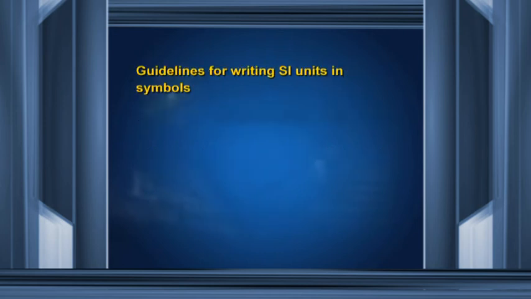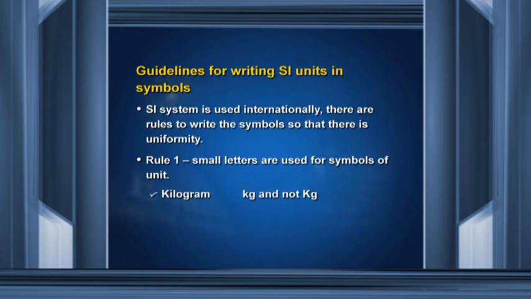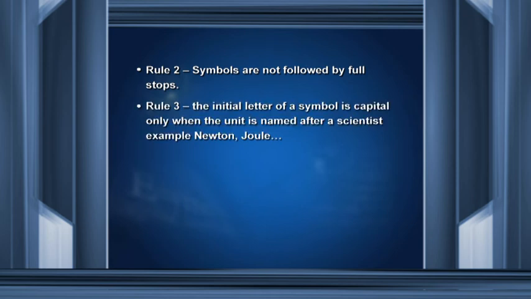Guidelines for writing SI units in symbols. The SI system is used internationally. There are rules to write the symbols so that there is uniformity. Rule number 1. Small letters are used for symbols of units, like kilogram, kg and not kg with a capital K, meter as small m and not capital M. Rule number 2. Symbols are not allowed to be followed by full stops. Rule number 3. The initial letter of a symbol is capital only when the unit is named after a scientist, for example, Newton or Joule.